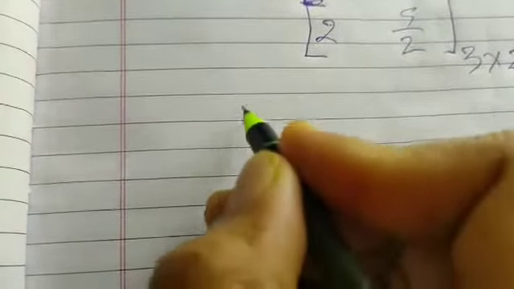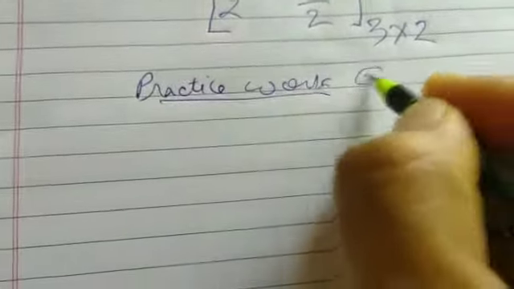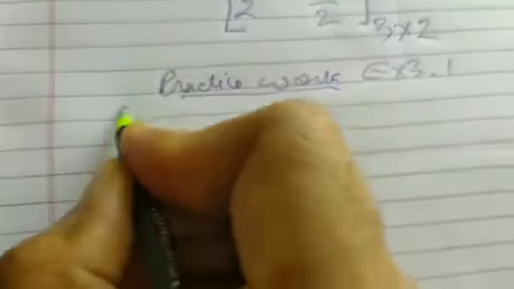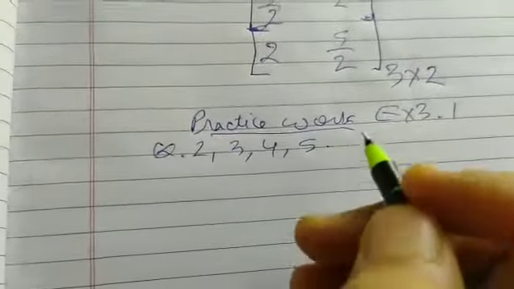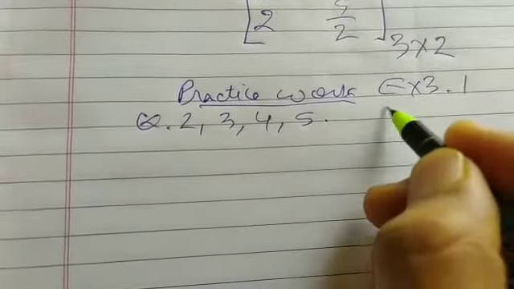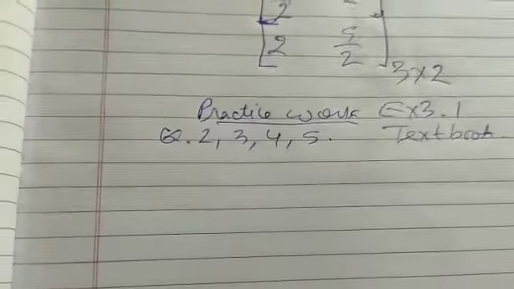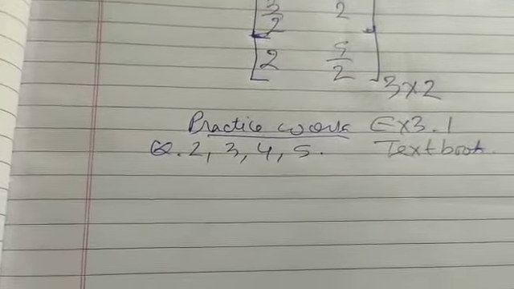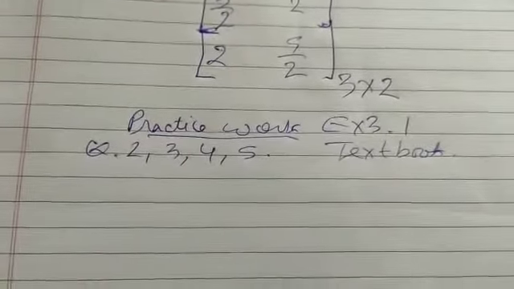Now students, on the basis of what I have taught you, your homework is practice work: exercise 3.1, question numbers 2, 3, 4 and 5. You will complete them from the textbook. So this is your homework. In the next topic we will learn the types of matrices.